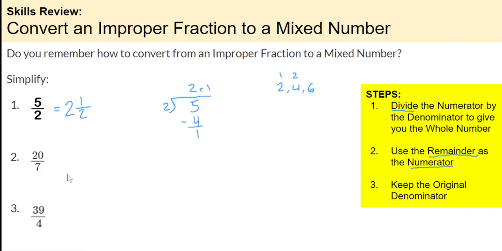Okay, it's just division, right? The whole number is the whole number. The remainder is the numerator, and keep the original denominator. Okay, how did you do?